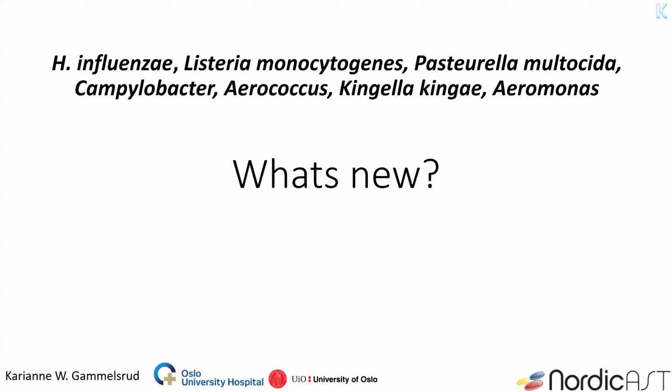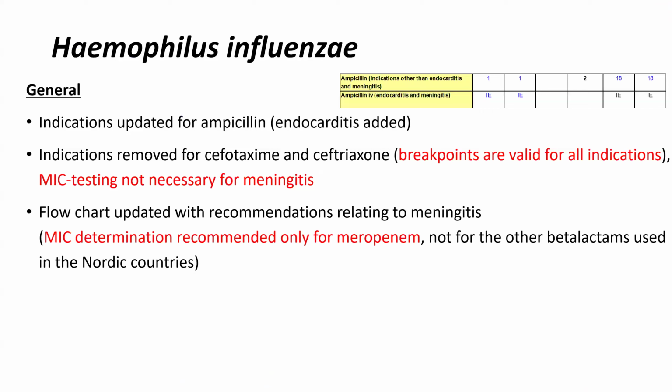And now the next group, where the only changes are for the Haemophilus, and I think maybe you would have been disappointed if there wasn't anything new on Haemophilus, because it always is, and then Kingella. So when it comes to the Haemophilus, here also we've added the endocarditis together with the meningitis. So that's why you have the new rows, it looks like it's new, but it's just that we put in endocarditis with meningitis, but the breakpoints are completely the same.